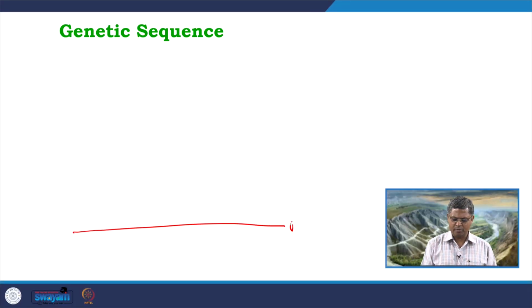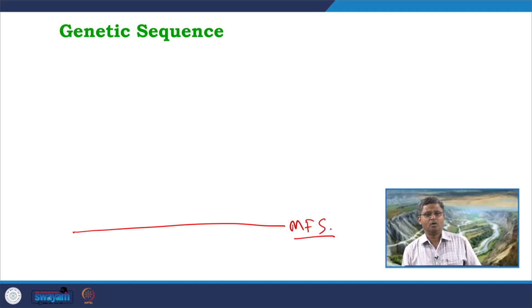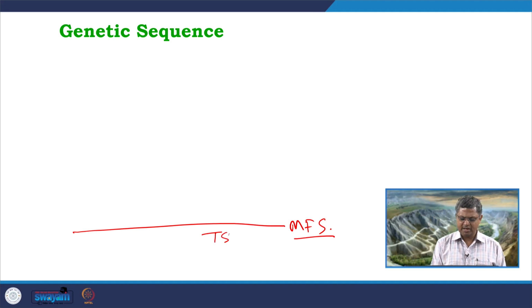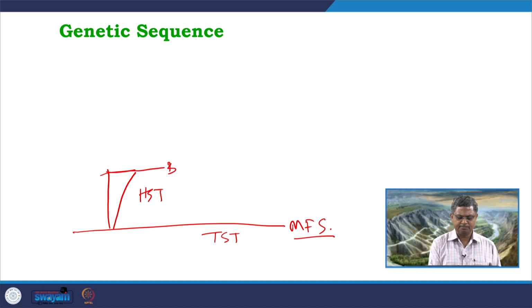If I try to draw it again, just for our understanding, in the case of a genetic stratigraphic sequence, the bottom surface should be an MFS, that is, the maximum flooding surface. The package below this is definitely the transgressive system tract, because we know that a transgressive system tract will end with a maximum flooding surface. On this maximum flooding surface we first get an aggradational plus progradational package, which we call the HST package, which ends with a BSFR surface.